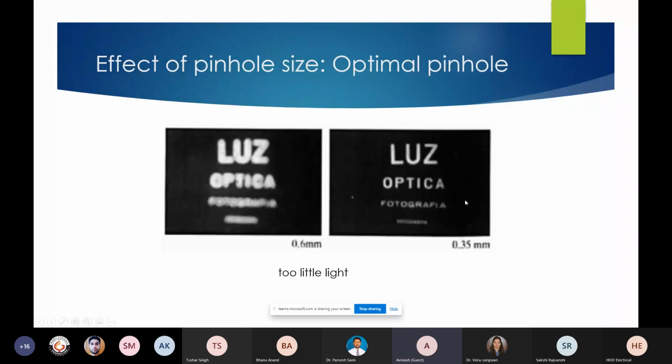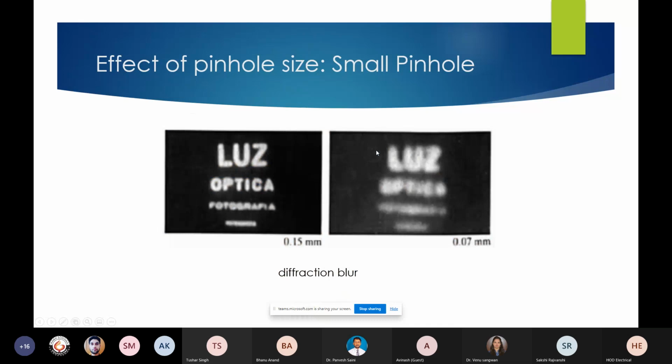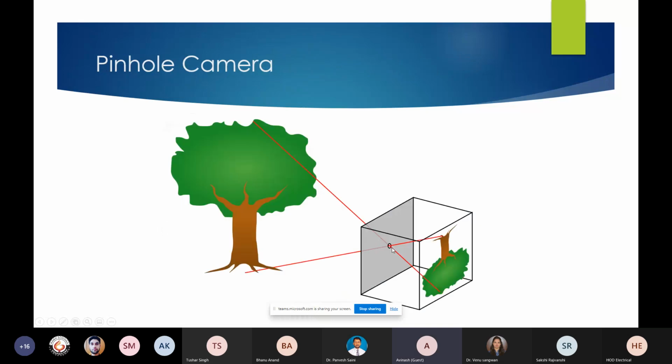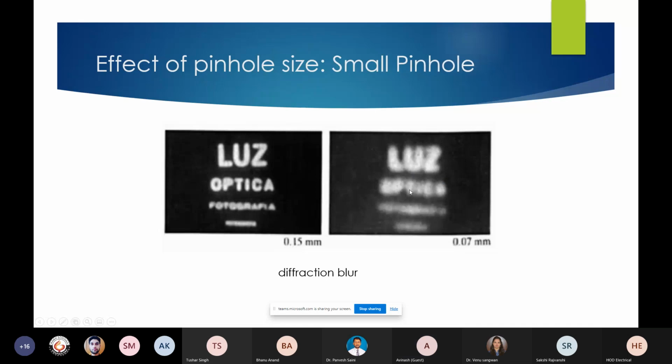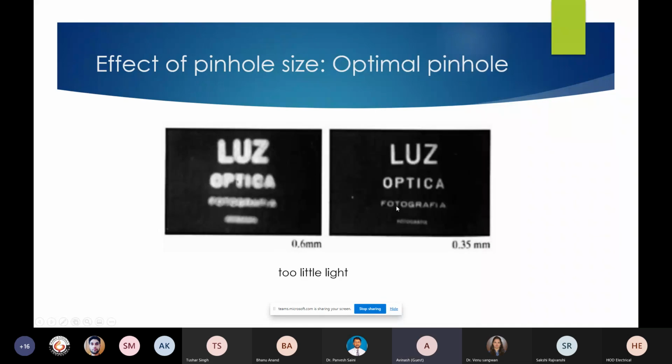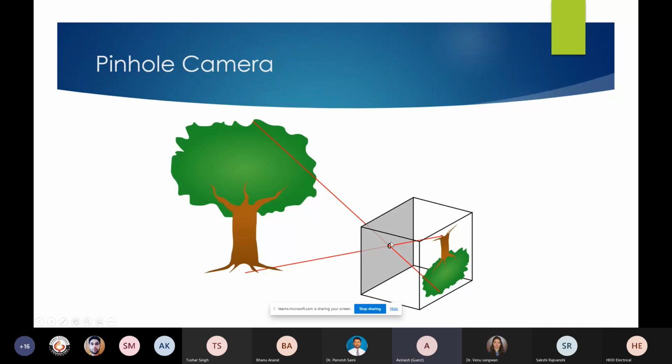In the other case, you can have a very small pinhole, where, due to the size of this hole being very small, you will see a lot of diffraction of these light rays. The light at the edges will get diffracted almost everywhere with different intensities, and you will get a diffraction-based blur. But if you have an optimal size of the pinhole, although you will get a decent image, the amount of light that this hole will capture is limited. There's a lot of light coming from everywhere, but we are only capturing the light that's passing through here.